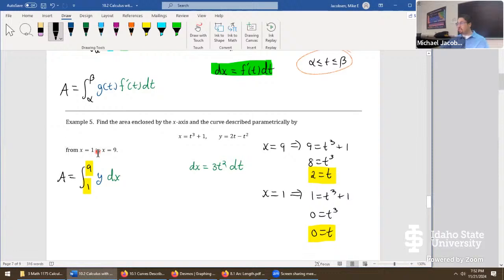So that's a lot of setup, but once you get the hang of it, it's really not too bad to go forward from this point. Area is now a definite integral from 0 to 2. Let's keep those highlighted just to convey how that was substituted in. Throw in y, which is this one, 2t minus t squared.